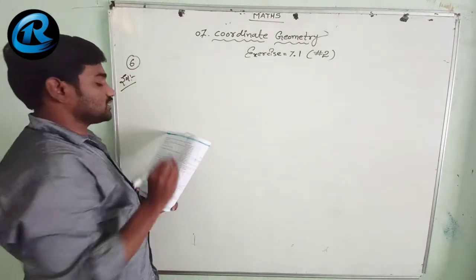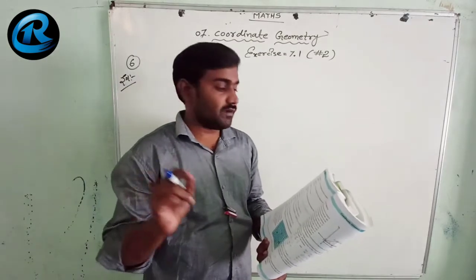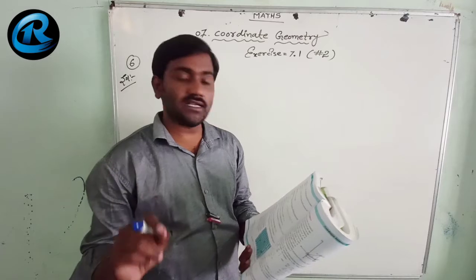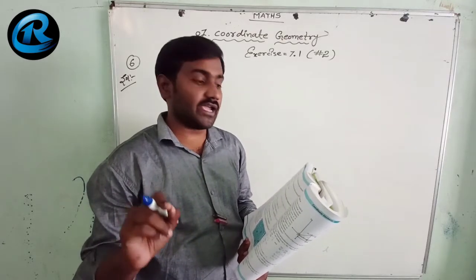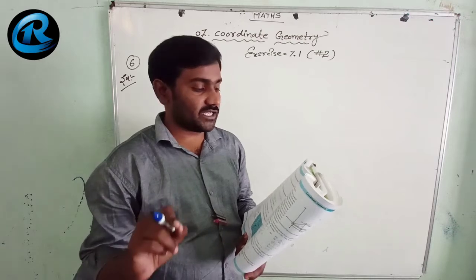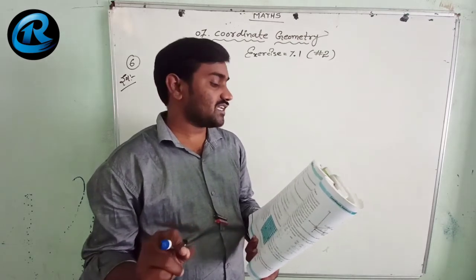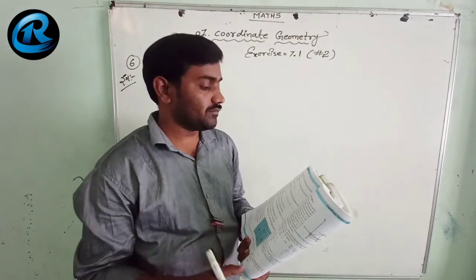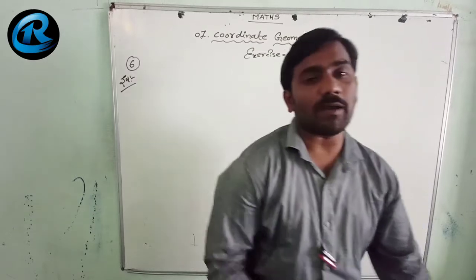Let's go for the 6th question here. Prove that the points (-7, -3), (5, 10), (15, 8), (3, -5) taken in order are the corners of a parallelogram. So we have to show it is a parallelogram. How can we show it is a parallelogram, children?